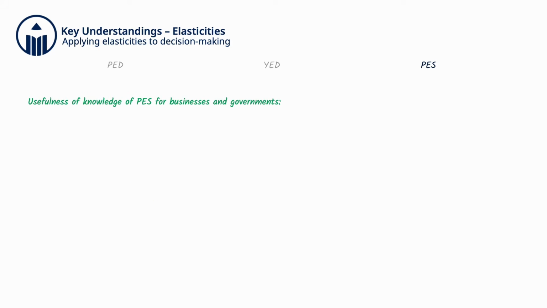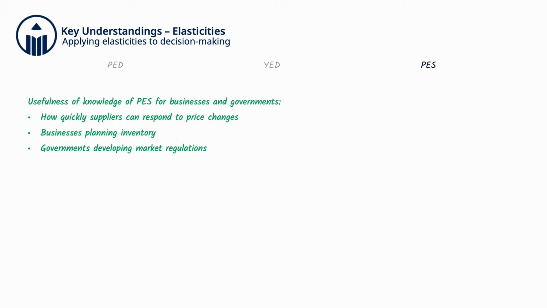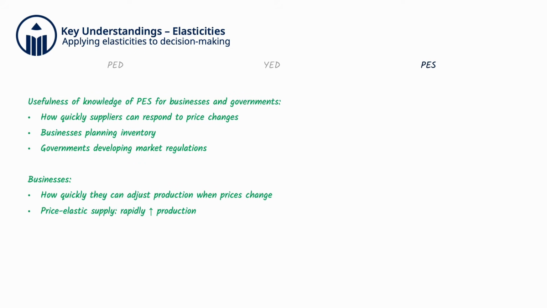PES shows how quickly suppliers can respond to price changes, which is essential for businesses planning inventory and governments developing market regulations. For businesses, PES indicates how quickly they can adjust production when prices change. Companies with price elastic supply can rapidly increase production to capture higher prices, while those with price inelastic supply, due to limited capacity or resource constraints, must plan more carefully.